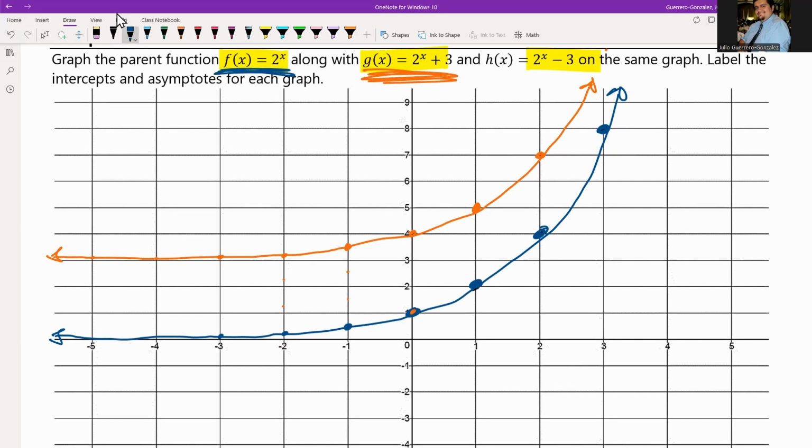Okay, next one. 2 to the x minus 3. So hopefully you guys see the connection here. Same points. That point goes down 3. 1, 2, 3. And then these go like this, right there, right there, right there, right there. Connect the dots like we did in kindergarten.